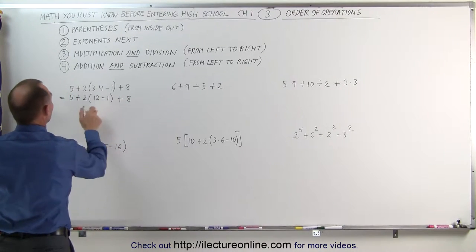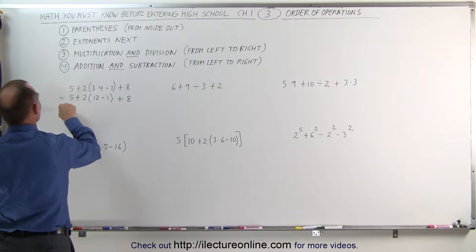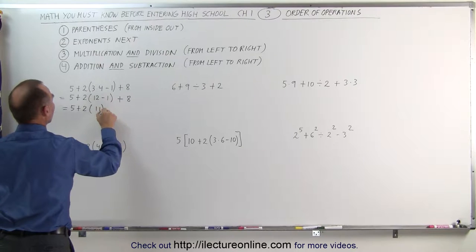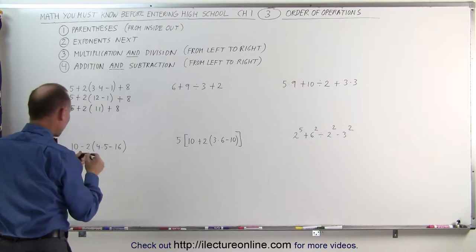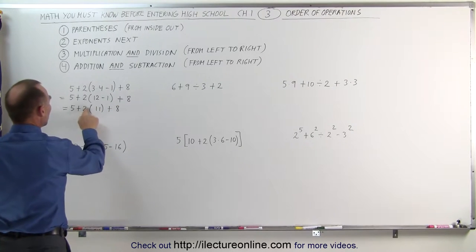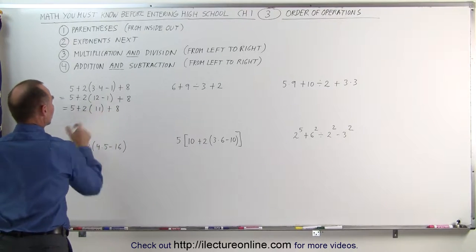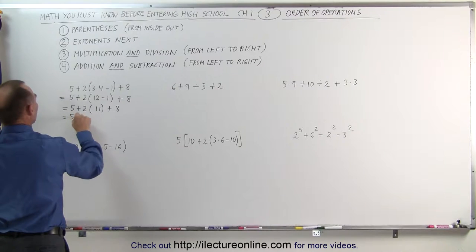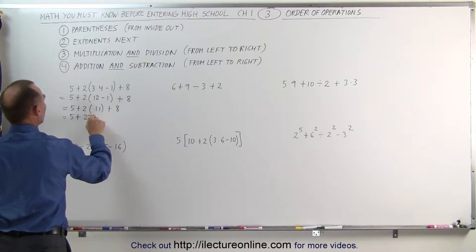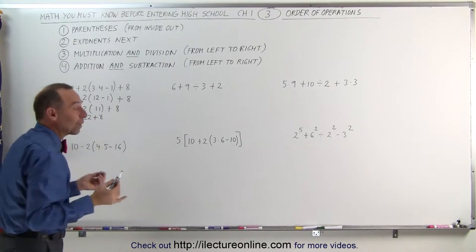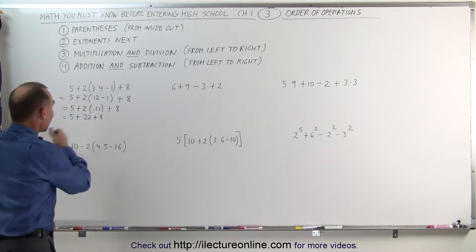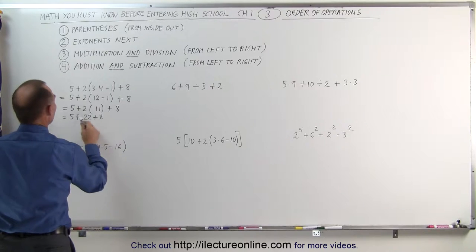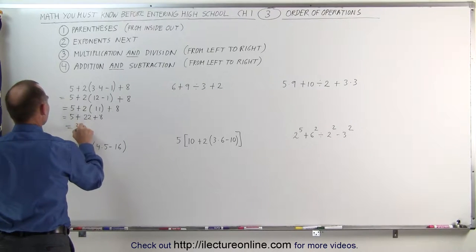Now we simplify this. We write this is equal to 5 plus 2 times (12 minus 1 is 11) plus 8. Now what we have left is an addition, a multiplication, and an addition. Next we do the multiplication. This becomes 5 plus 2 times 11, which is 22, plus 8. And now finally all we have left is additions. We add everything starting from left to the right. 5 plus 22 is 27, plus 8 is 35.